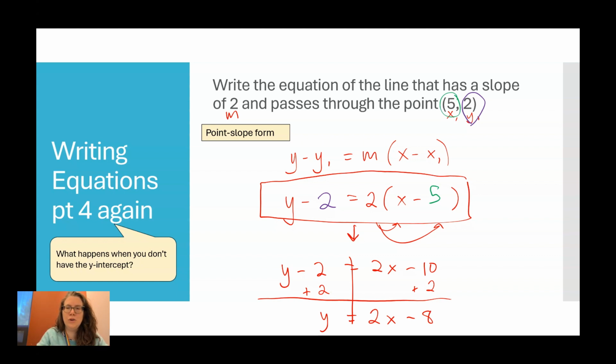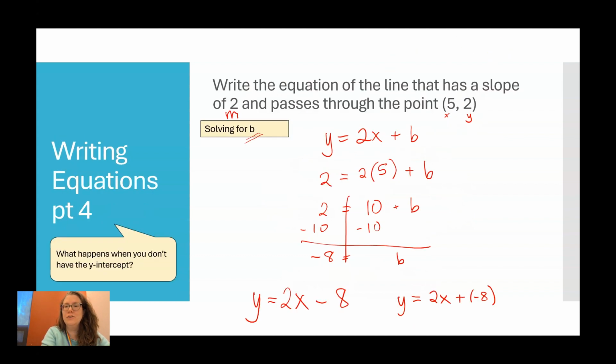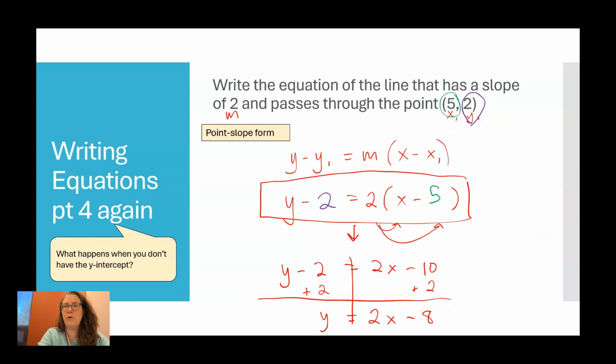So it's entirely your choice how you do these when you have a slope and a point. You can start with y equals mx plus b, plug in your point, solve for b. Or if you prefer, you can start with point-slope form, plug in your point, and then you can be done. You can leave it like that, or you can turn it into y equals mx plus b form if you want to. You don't need to. This one is already correct. All right.